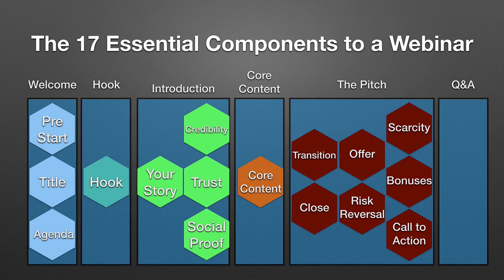Then you make your offer. Then you make your guarantee, which is the risk reversal. And then you have to inject scarcity, bonuses, and of course you need calls to action to make this all come together. And these are intertwined. It is actually quite a complex process. For instance, you may have 3 calls to action. You may have 2 referrals to the guarantee. But these are the key components.